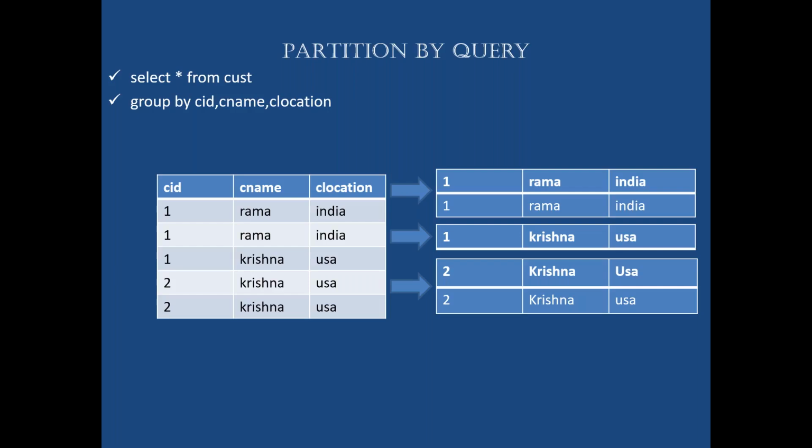Now, to identify duplicates, can you tell me which records are duplicated? One Rama India, two Krishna USA. How are you saying those are duplicates? Because you have more than one row with the same data. That's why it's a duplicate row. Clear? Everybody clear? Any doubts here?